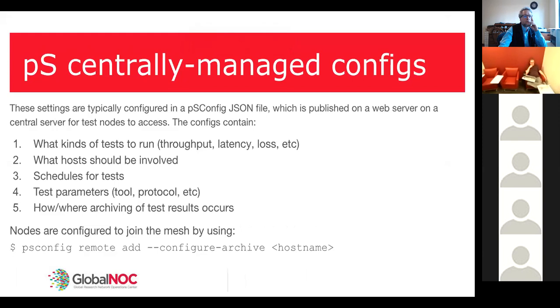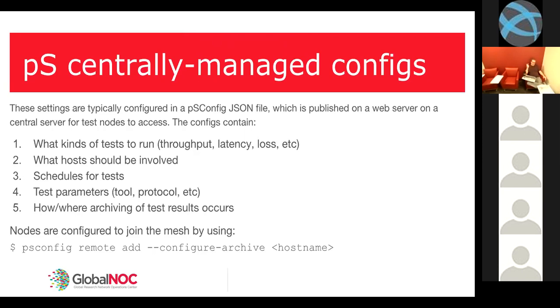So typically when you want to run a mesh of tests, you have some centrally managed configs. Used to be this would be in the MeshConfig format, and now we use pSConfig. But at the end of the day, it's just a set of configurations in a JSON file, which is typically published on a web server where all the nodes that need to can access it and pull it down, and then they'll know what tests they need to run.